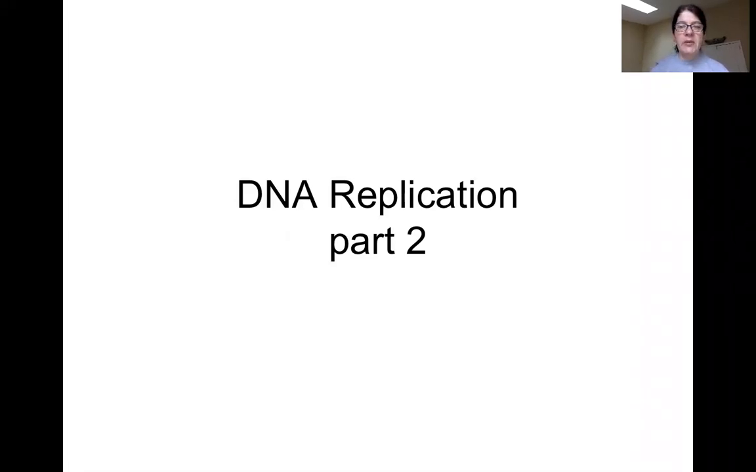Today we're going to talk about accuracy of DNA replication and how the ends of chromosomes get replicated. In the previous lecture, we talked about the mechanism of DNA replication and how the structure of DNA poses specific problems for the replication machinery and how they're solved. Well, let's talk about accuracy and errors.